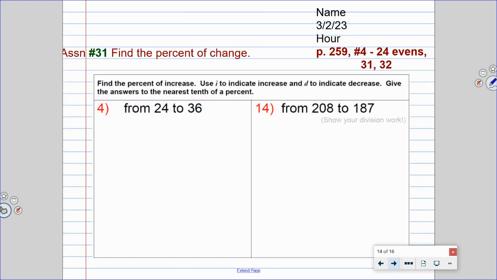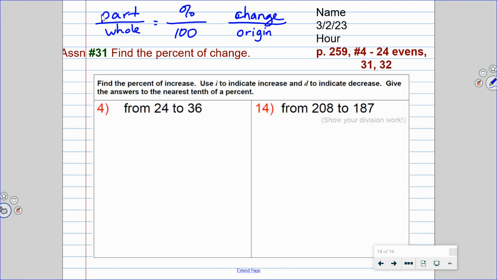So once again, folks, over and over and over again, we've been talking about relationships. We've compared parts to wholes. We've compared percents to 100. And now we have comparing the increase or decrease, which some of you will just shorten to write how much it changes, compared to the original, or maybe you want to write start, or maybe you want to write first number. Whatever notes help you.